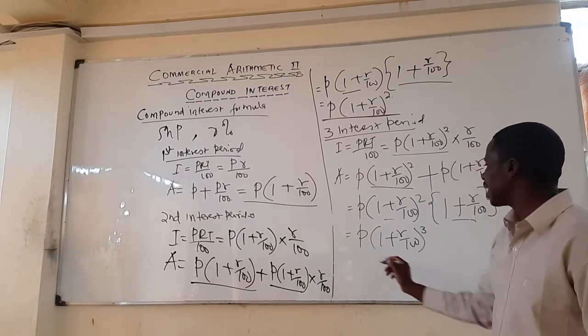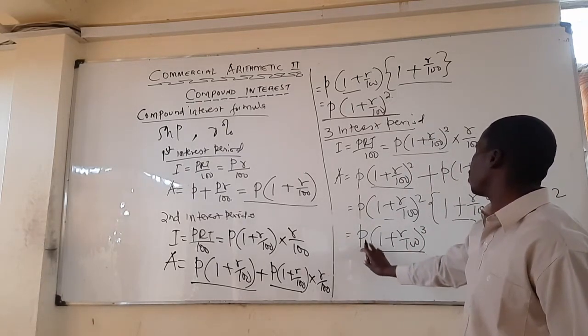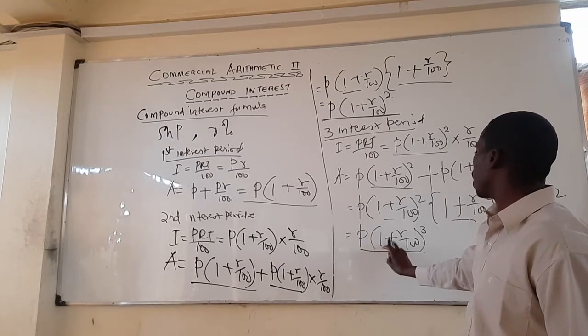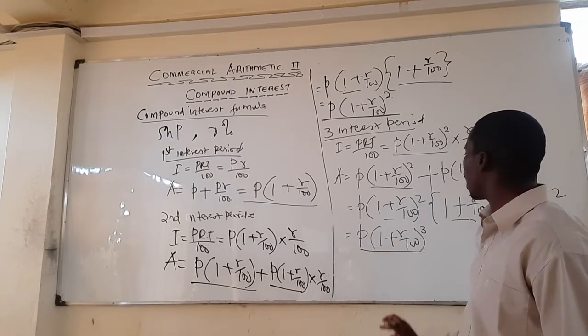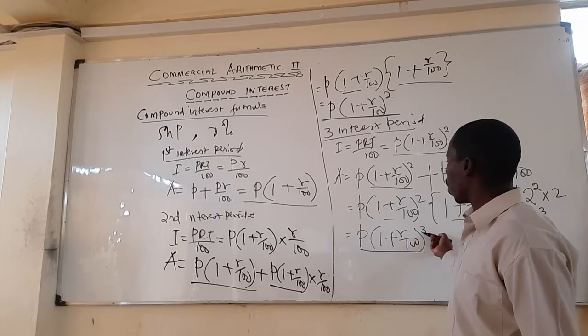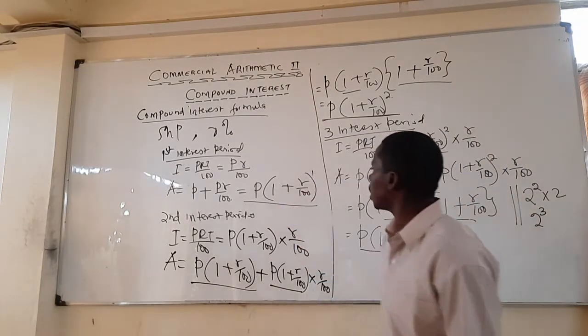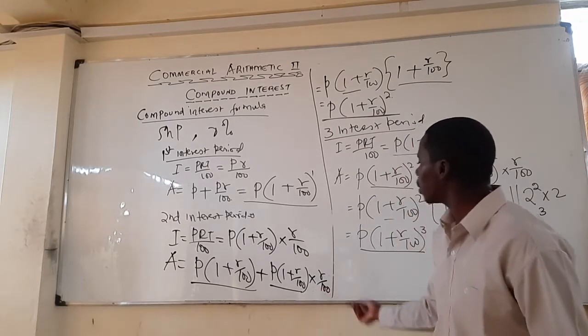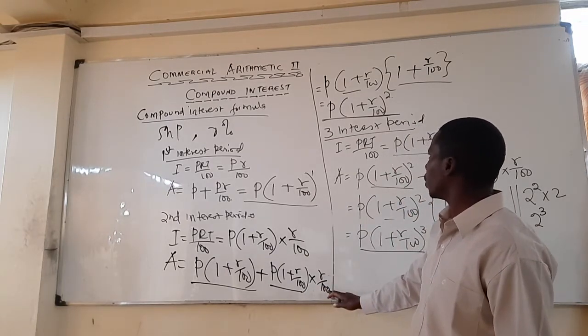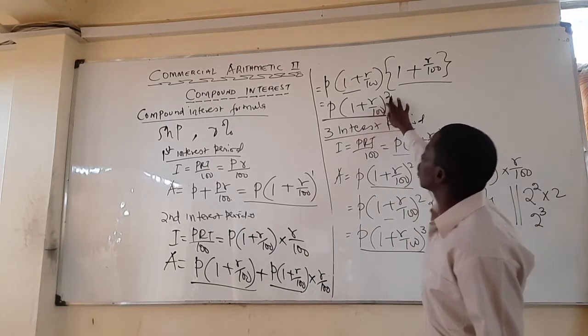Then the third interest period here, we have P into bracket 1 plus R over 100 cubed. Meaning now, we raise the power according to the number of terms. If it is the first period, the power is 1. If it is the second interest period, the amount is going to be given by, of course, the power is going to be 2 there.